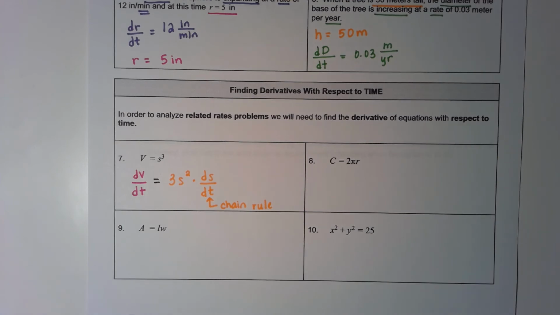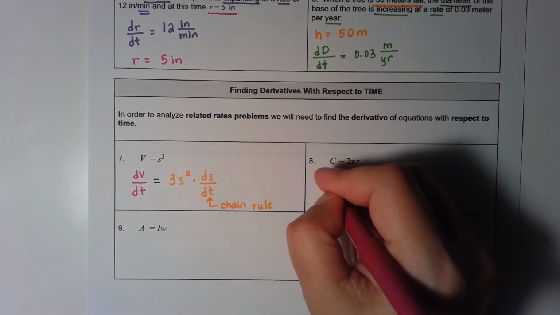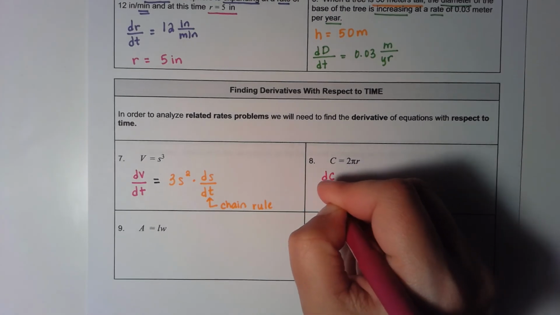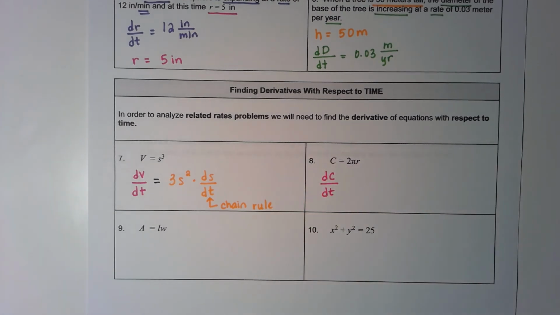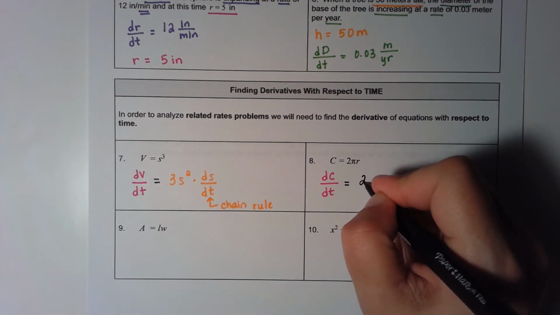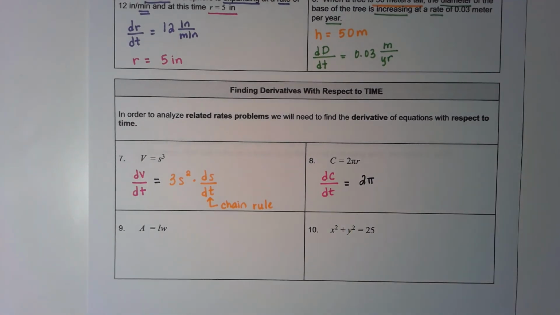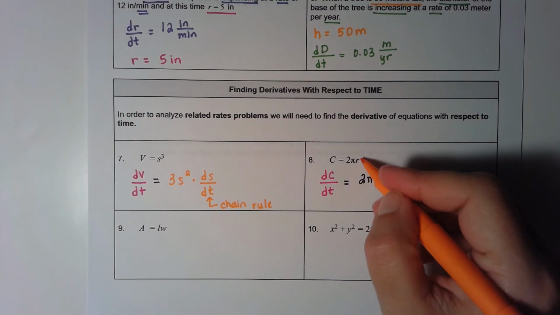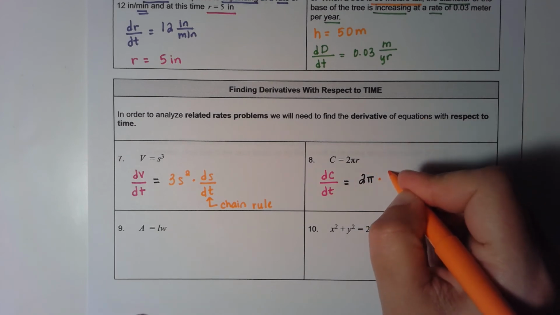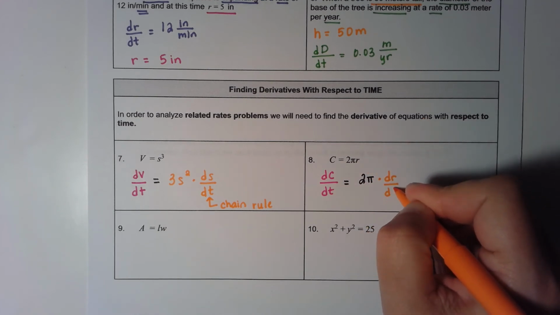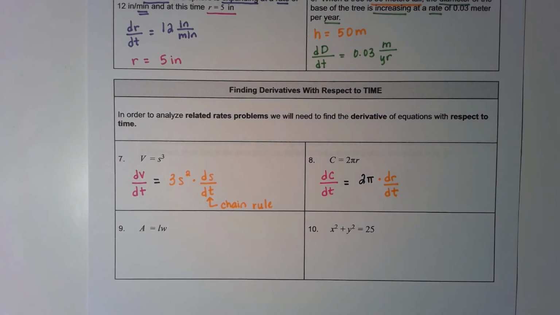For number 8, I would take the derivative of c, so I would say dc over dt is equal to, now 2 pi is just a number, so I'm just going to copy the 2 pi. And then the derivative of r would just be dr over dt. Because there is no outside function there, it would just be times dr over dt to represent the derivative of r.